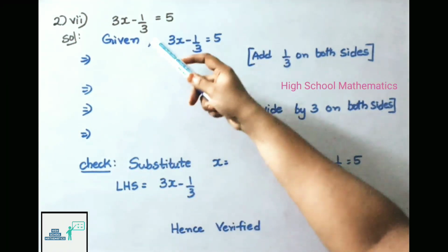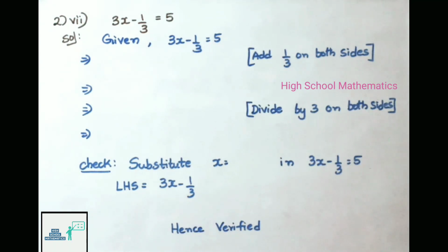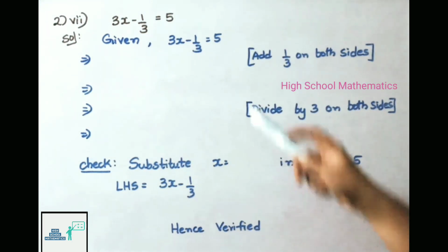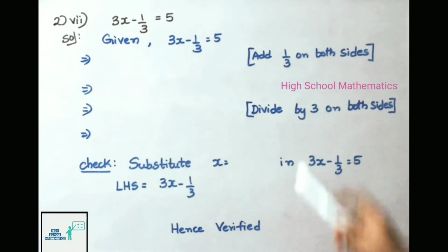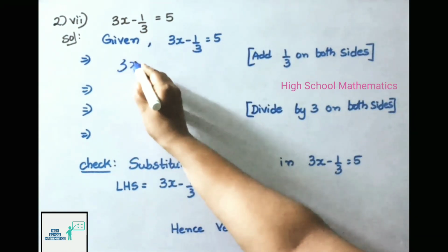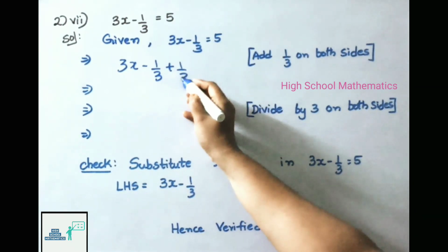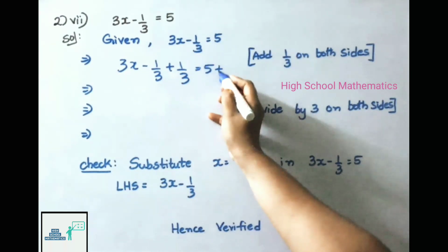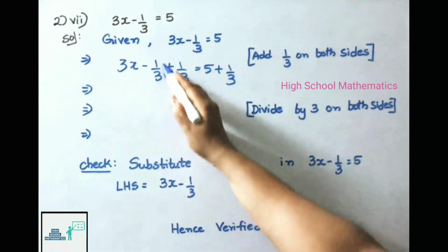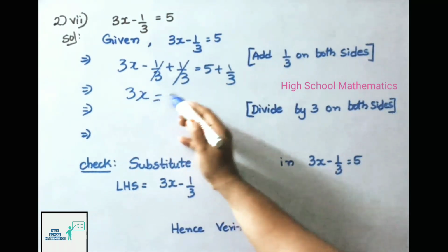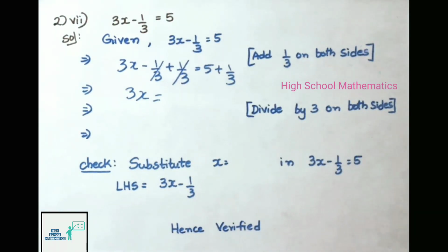See now 7th sum. 3x minus 1 by 3 equal to 5. Let us see the solution. Given equation is 3x minus 1 by 3, that equals 5. To remove this minus 1 by 3, we are going to add 1 by 3 on both sides. Let us see now. 3x minus 1 by 3 plus 1 by 3, that equals 5 plus 1 by 3. Minus 1 by 3 plus 1 by 3 cancelled. Write down 3x equals 5 plus 1 by 3.